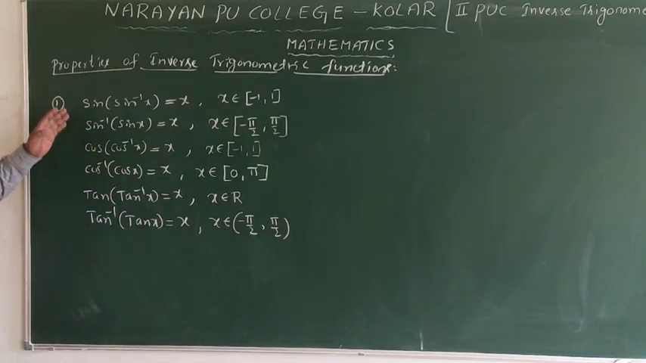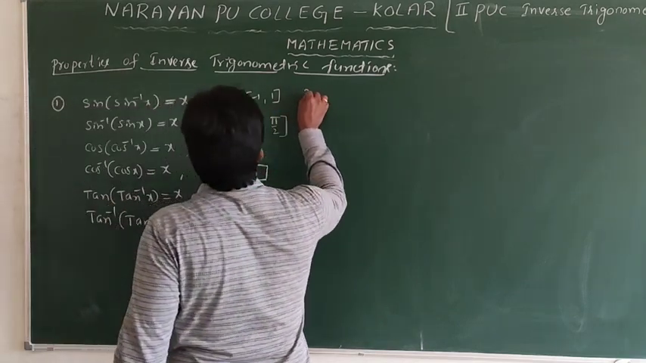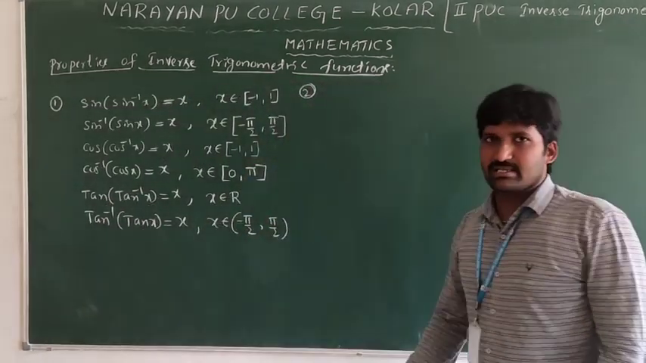This is our set of 3. The remaining 3 you can also write, but these 3 sets of values are enough. Sine of sine inverse, similarly for cos and tan also. Coming to the next, the second set of properties.